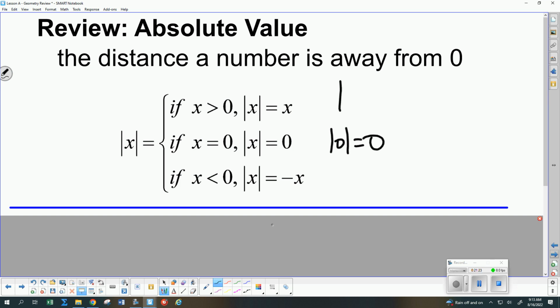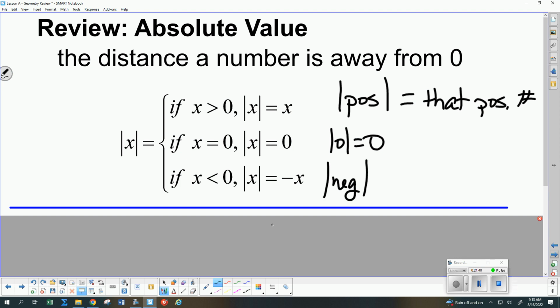If x is bigger than 0, that means x is a positive. The absolute value of a positive number is that positive number. If x is less than 0, it is a negative number. So the absolute value of a negative is drop the negative sign and just write down the positive number that is the opposite of that negative number.